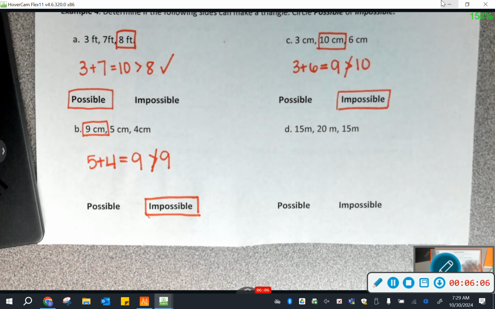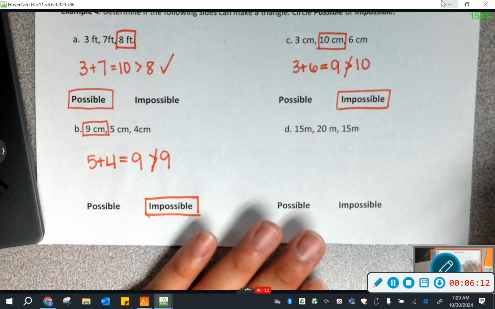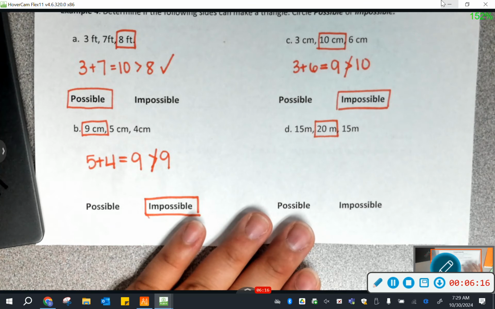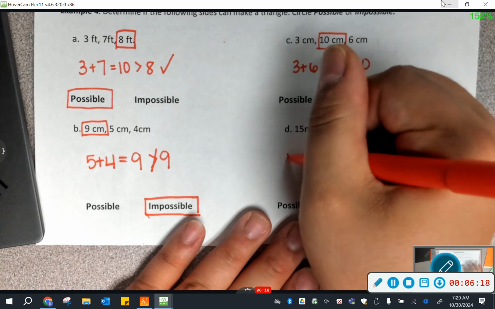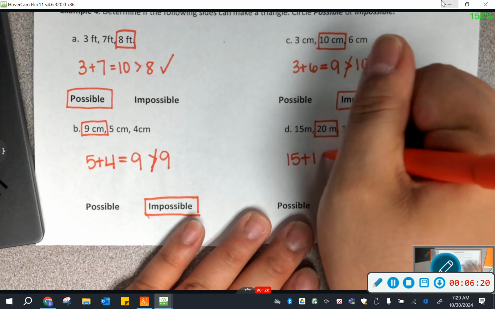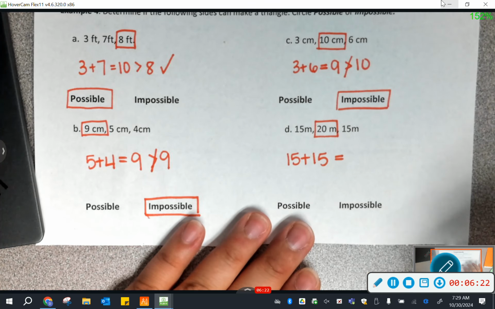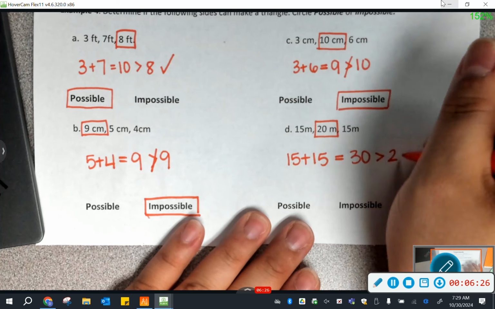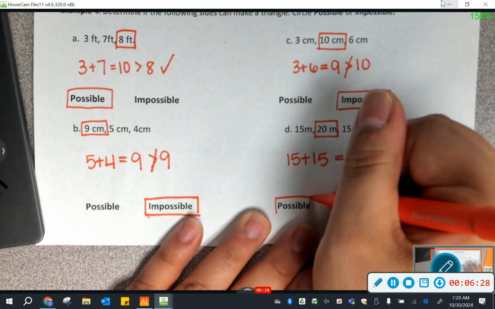Ooh, this last one. What do I do? What's the biggest side? 20. Does it matter that 2 of them are the same? It doesn't. I'm going to add my 2 smaller sides. What is 15 plus 15? 30. Is that bigger than 20? Yes, it works.